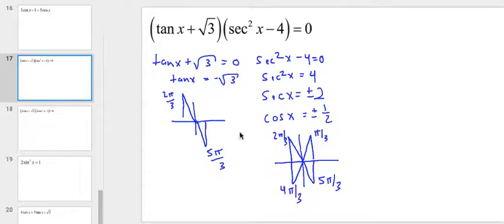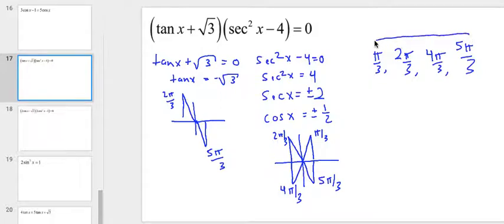What you may notice is we've got an overlap of answers. So when you write your final answer, you would only write them down once. So don't write down 2 pi over 3 twice, just write it once. Pi over 3, 2 pi over 3, 4 pi over 3 and 5 pi over 3. These are all answers. And what essentially happens is the answer of 2 pi over 3 makes both of these terms 0. So it makes the entire product 0, but it doesn't mean you write the answer twice. So that was number 17.